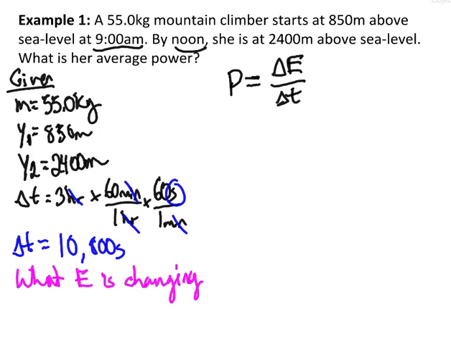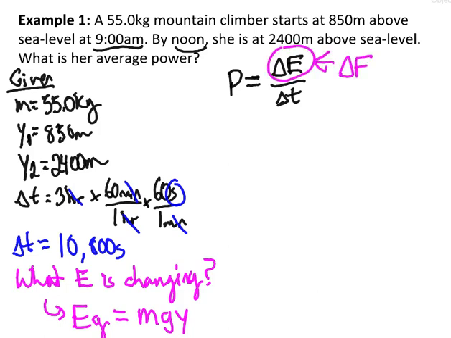What's changing here is clearly the gravitational energy, right? She's going up to a higher height. So the energy that's changing is EG. And the formula for EG is mgy, which means that what I'll plug into my power equation for delta E here, delta E is going to be an EG2 minus an EG1. So her final gravitational energy minus her initial gravitational energy. So what delta E is in this equation will change from situation to situation. You're going to look at your situation and decide, okay, what energy is actually changing? And that's what I plug in for delta E. And in this case, it's gravitational energy that's changing.